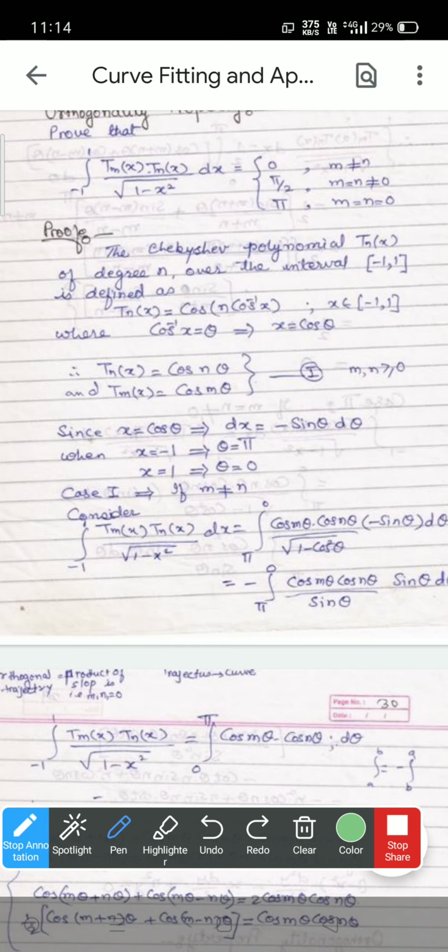So here we have proved this orthogonality property. The Chebyshev polynomial Tn of x of degree n over the interval minus 1 to 1 is defined as Tn of x is equal to cos of n cos inverse of x. The interval is the closed interval minus 1 to 1, where cos inverse of x is equal to theta, and this implies that x is equal to cos of theta.